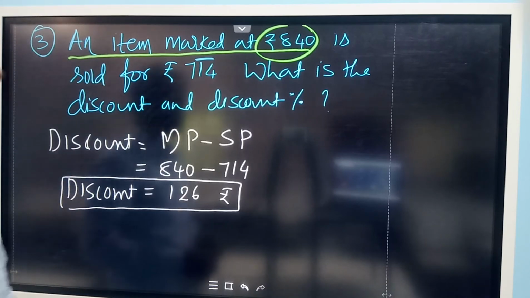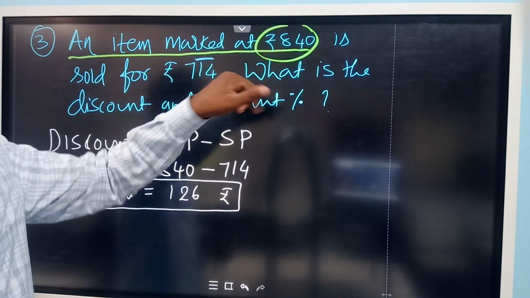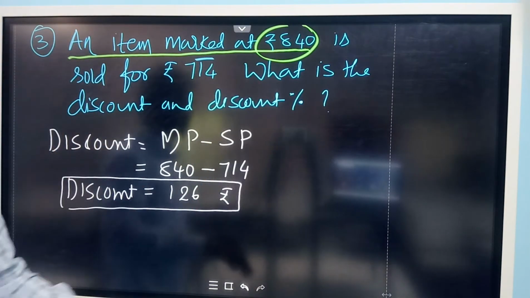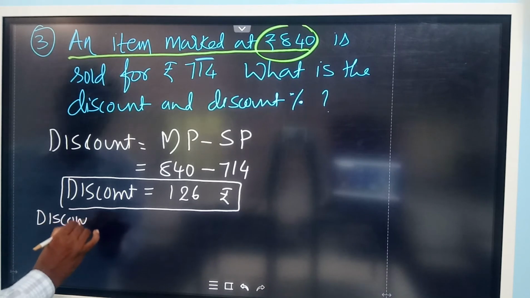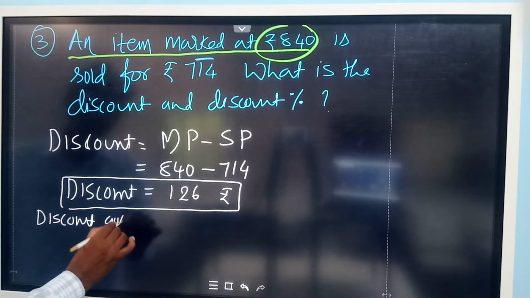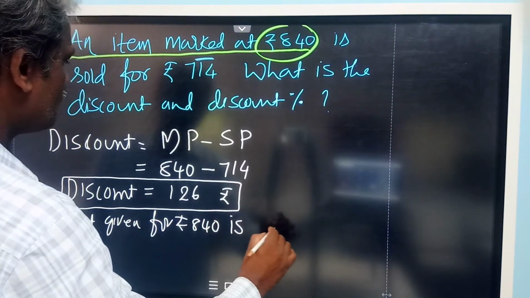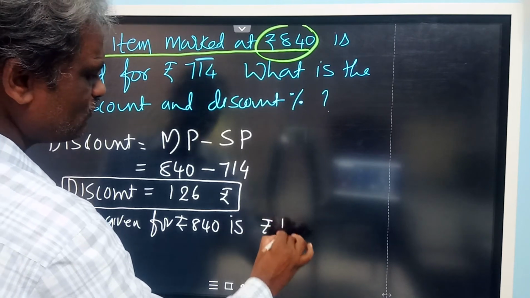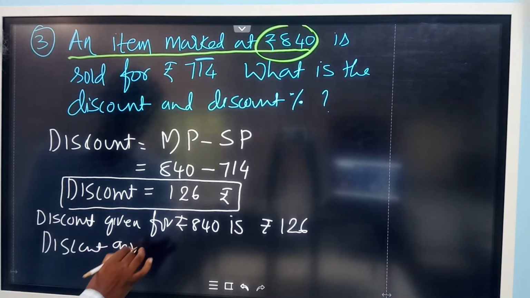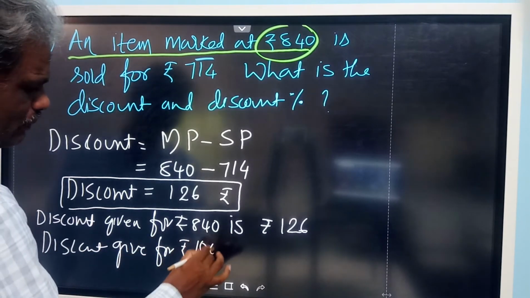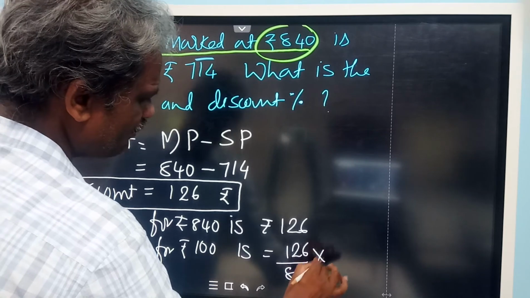You can calculate this discount percentage by the unitary method. This is the discount given for 840 rupees. You have to calculate the discount given for 100 rupees. So 126 by 840 into 100. Discount given for rupees 840 is rupees 126. Then the discount given for rupees 100 of market price will be 126 divided by 840 into 100.